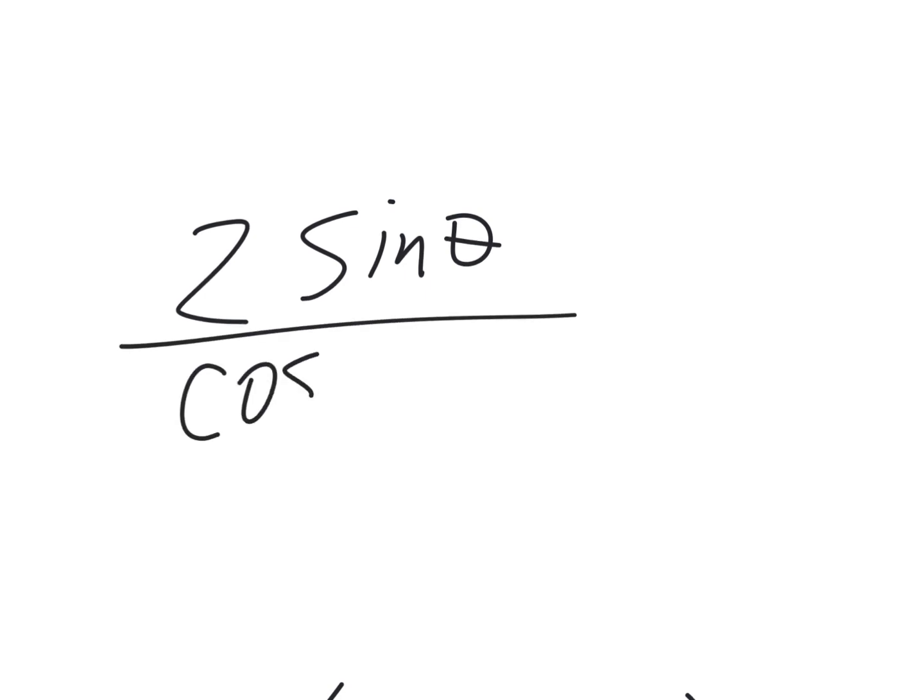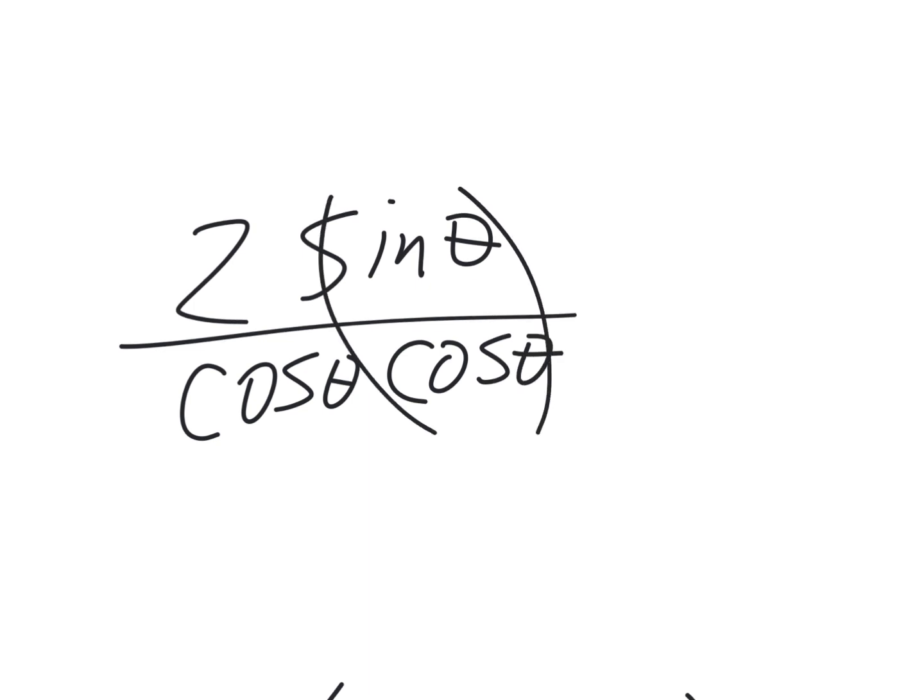Let me explain that a little further. That's 2 sine theta. And this kid is saying, there's a cosine theta down there. There's just 2 of them. That's what squared means. Okay, I'll fix that.